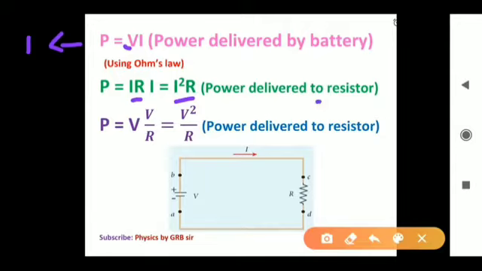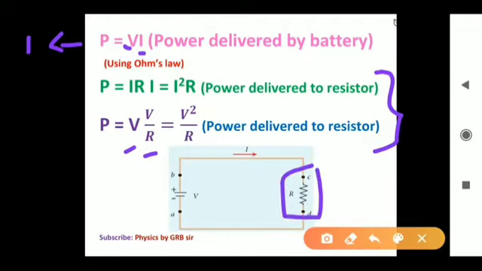Using Ohm's law, power delivered to the resistance R is expressed in other forms. P = VI, we know very well. P = IV = I·IR = I squared R. So P = IV = (V/R)·V, so P = V squared by R.